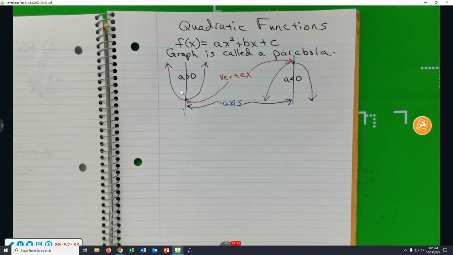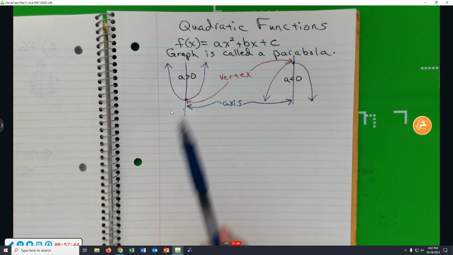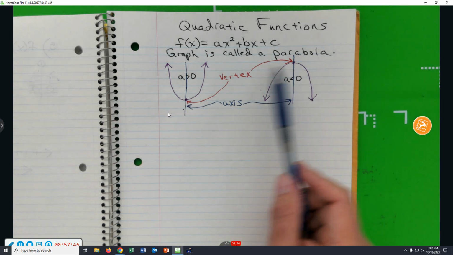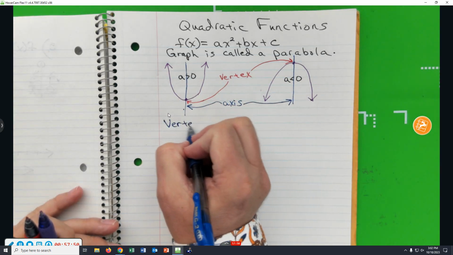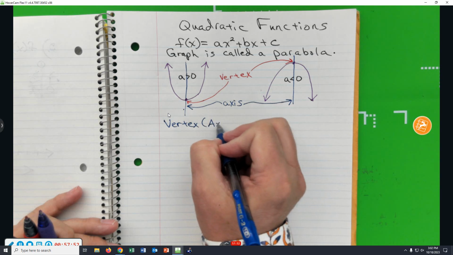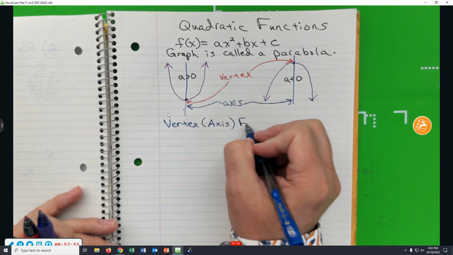They'll be asking you for the equation of the line, the axis. Vertical lines have equations with an x and no y. So we have an axis formula. That axis formula is also the vertex formula. It'll help us determine where the vertex occurs. I'll say the vertex, in parentheses, I'm going to write axis formula.